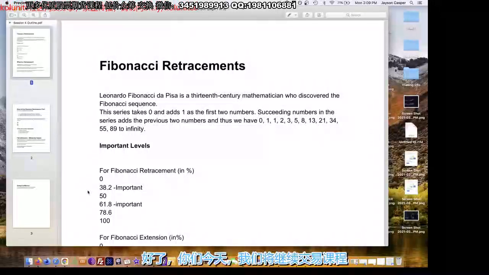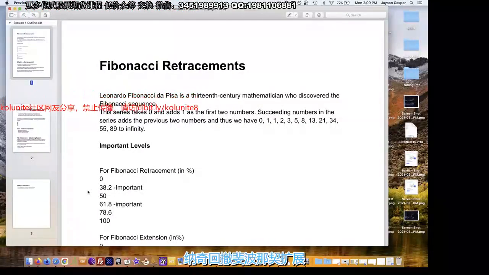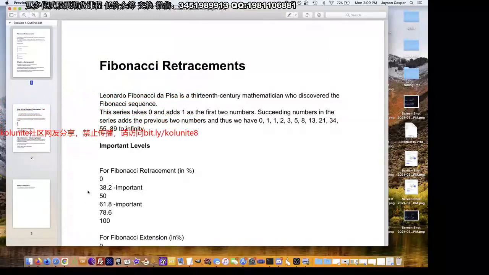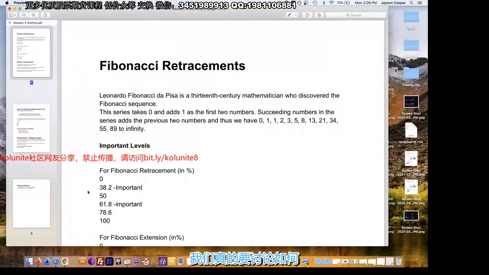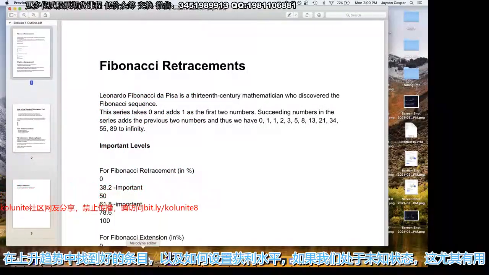All right, y'all. Today we are going to be continuing on with the trading course. This is session 4, and we're going to be talking about Fibonacci. We're going to be talking about Fibonacci retracements, Fibonacci extension levels. Really, we're going to be talking about how to find good entries in the middle of an uptrend and how to set take profit levels.